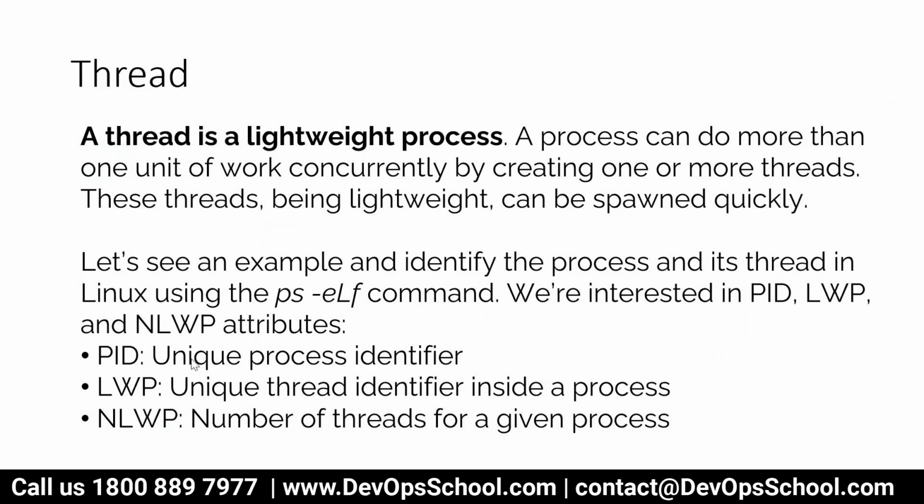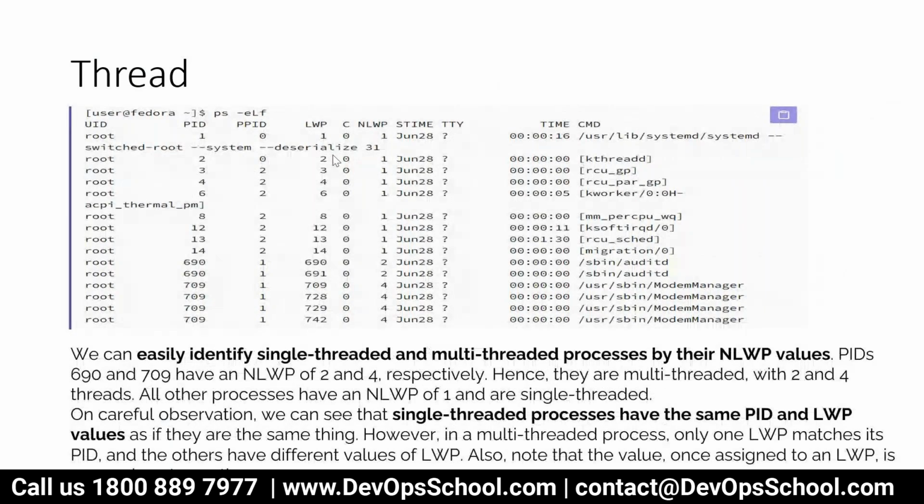So PID will help you to understand the PID of this process. LWP will tell you, for that particular process, how many unique threads you have, the unique thread identifier inside the process. And then NLWP will tell you the number of threads for a given process. So look at this here. This is a Linux screenshot with LWP and NLWP. These are the PID, and here you see LWP and the number of threads, like 4442, something like that. So you can identify how many threads, how many processes, and stuff like that in Linux.